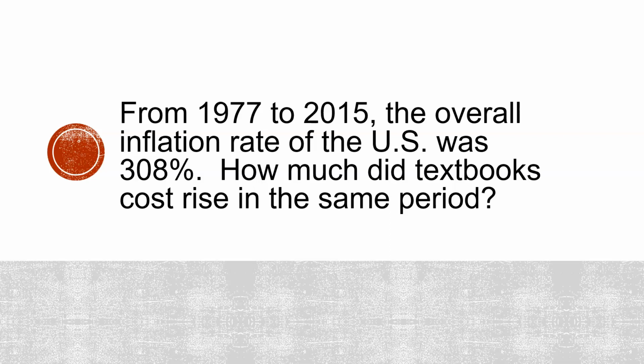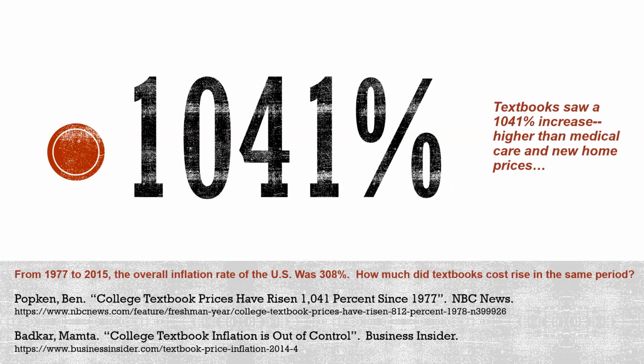So during this same period in which inflation in the US rose 308%, textbook costs rose a staggering 1,041%. And these cost increases were higher than both medical care and new home price increases during the same period. So in a sense, textbook costs have really skyrocketed beyond even these, which we have known to have risen quite dramatically. But what is causing this massive and dramatic increase in the cost of textbooks? Well, there are three main factors.